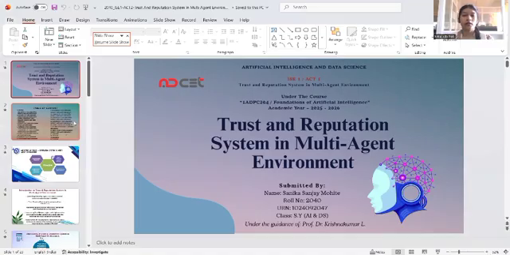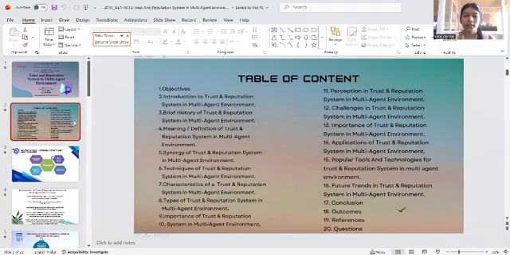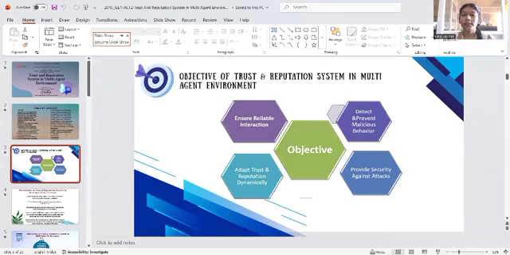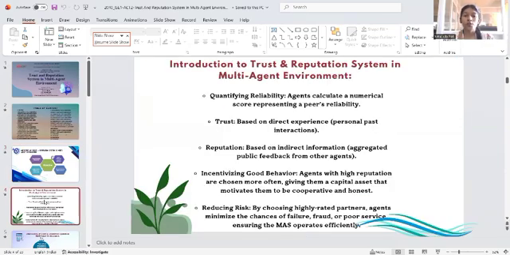First one is a table of contents, objective and many more. Third one is the objective of a trust and reputation system in a multi-agent environment. First one is ensure reliable interaction. Second one is detect and prevent malicious behavior. Third one is provide security against attack. Last one is adapt trust and reputation dynamically.